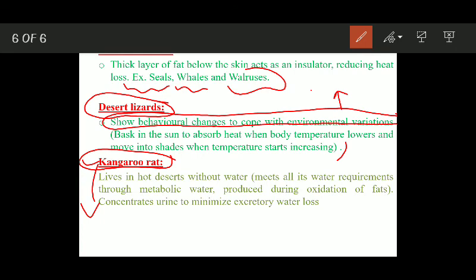of fats. This organism, the kangaroo rat, doesn't live in environments which have ample water. Instead, it lives in hot deserts and meets all its water requirements through the metabolic water, and this metabolic water is produced during oxidation of fats. Second important thing about this organism is that it concentrates its urine to minimize water loss through excretion.